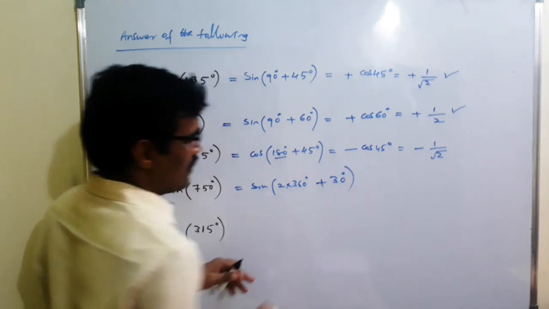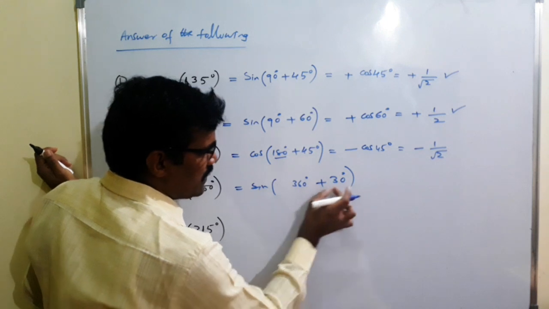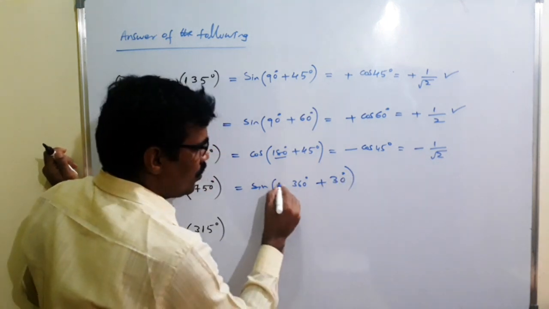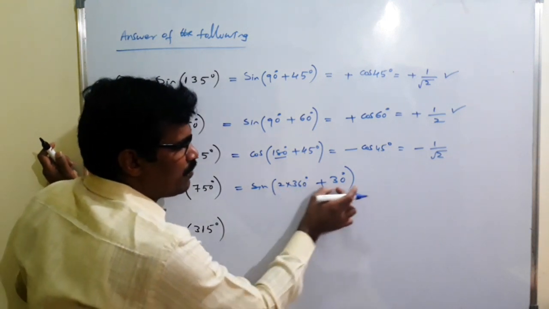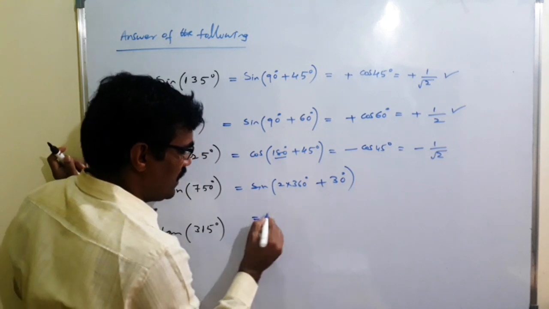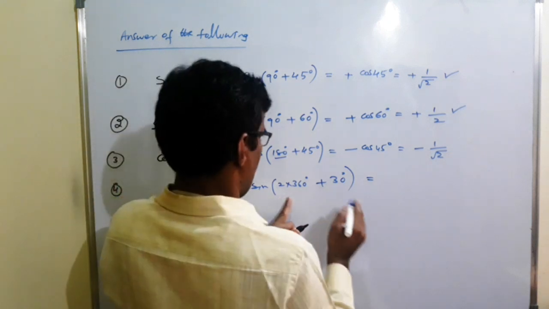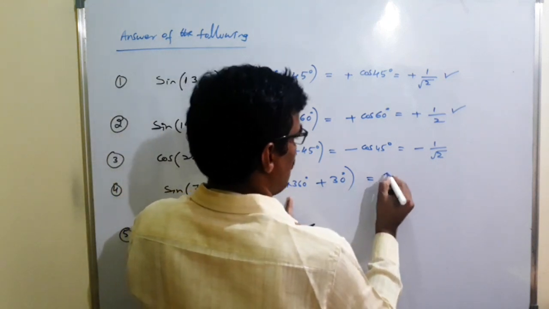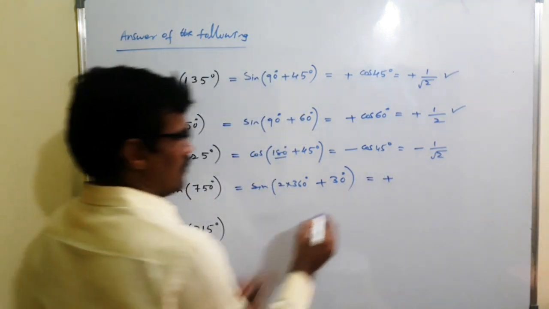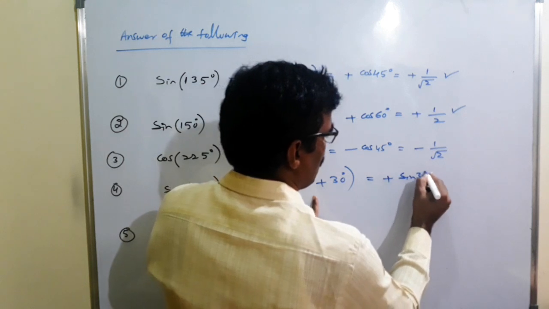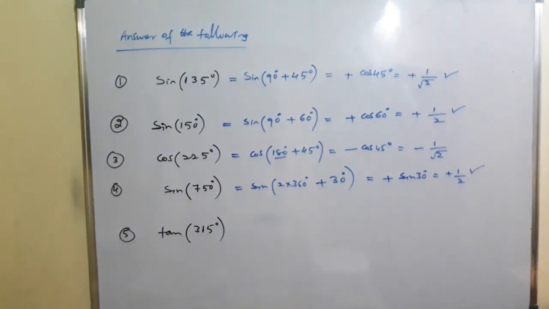Suppose here, sir, 360 plus 30, sine 30. So here 2 times, also the same relation. It is n into 360 plus the remaining. That's why we get the relation here. Your answer is sine, plus sine 30 degrees, plus 1 by 2.